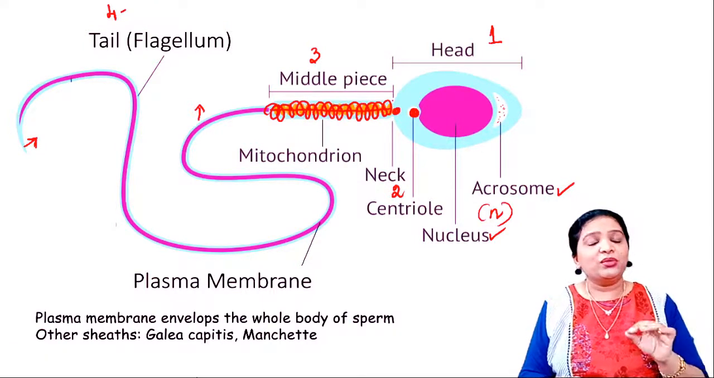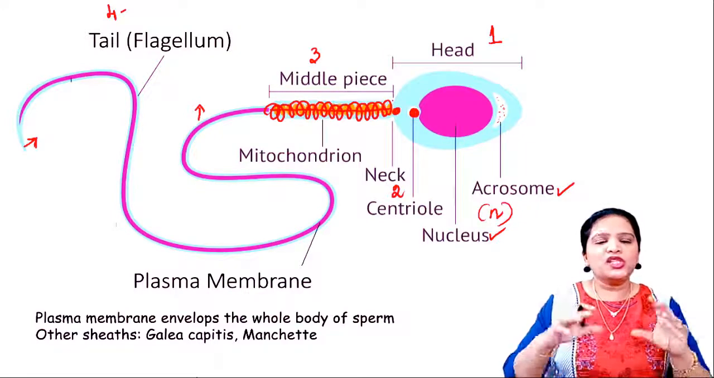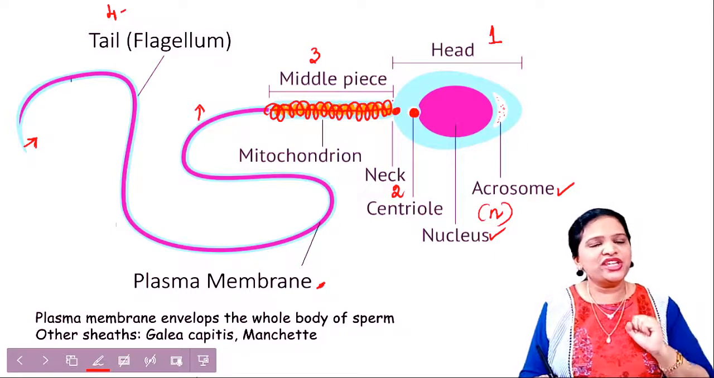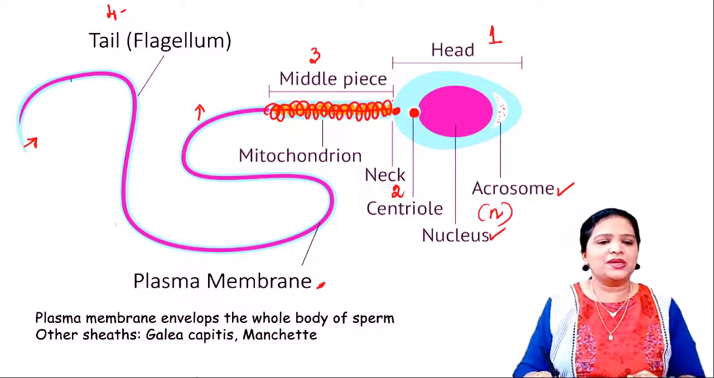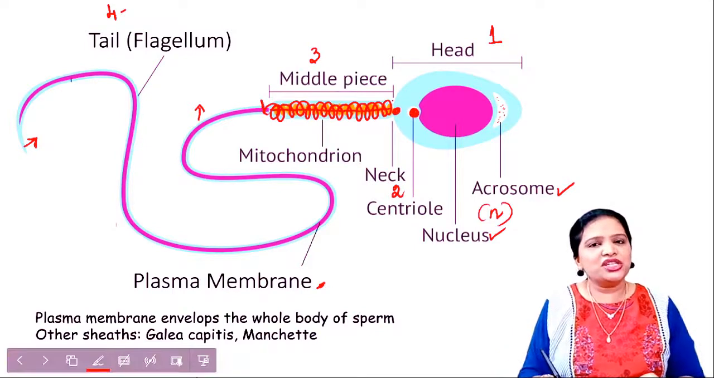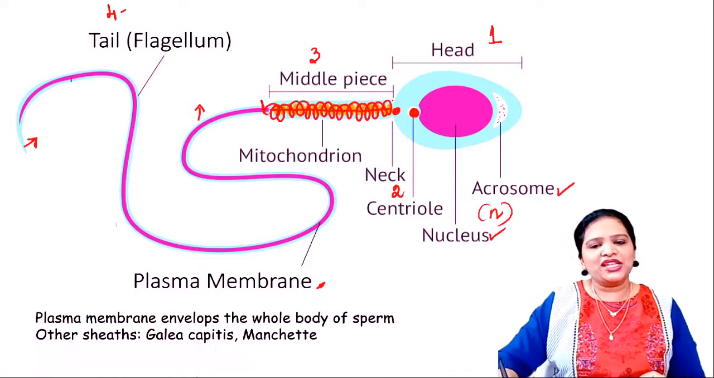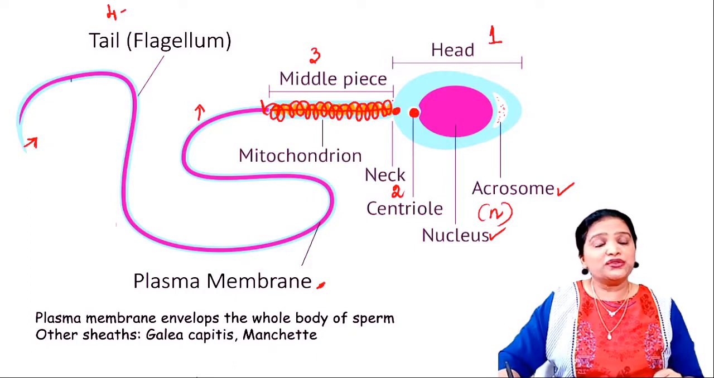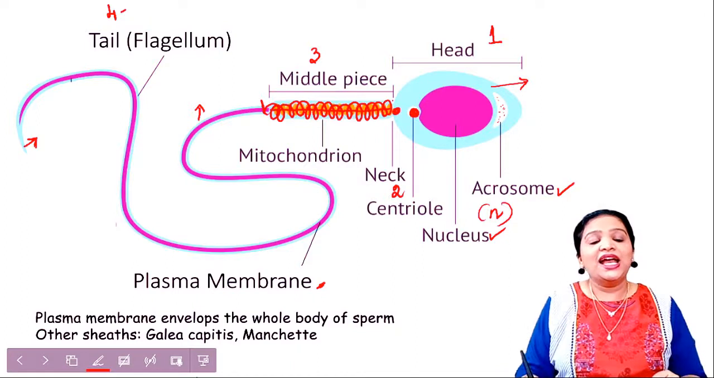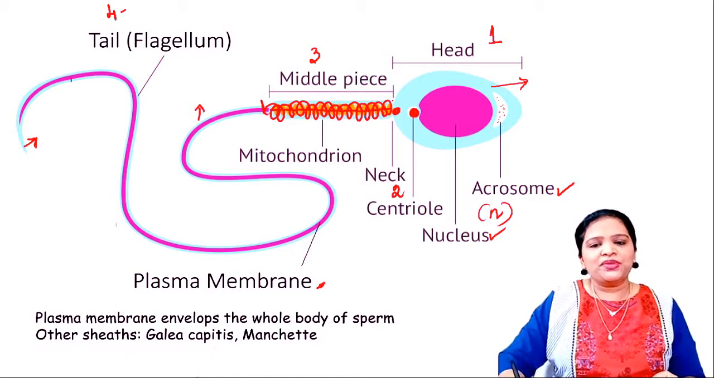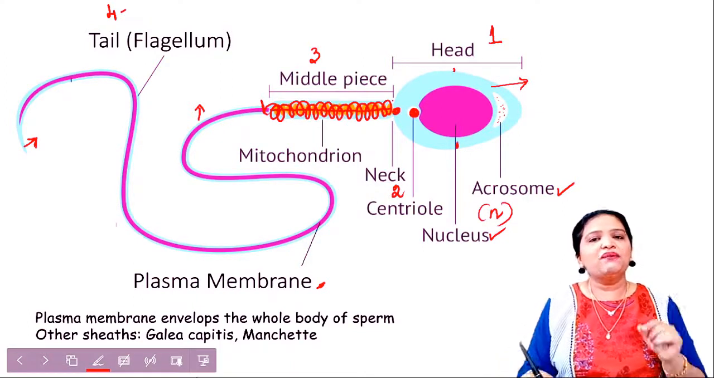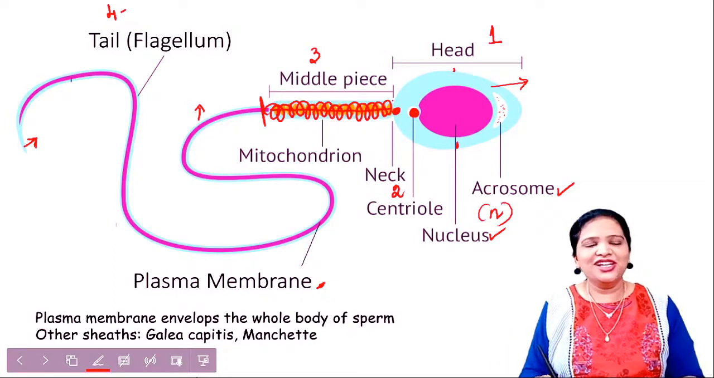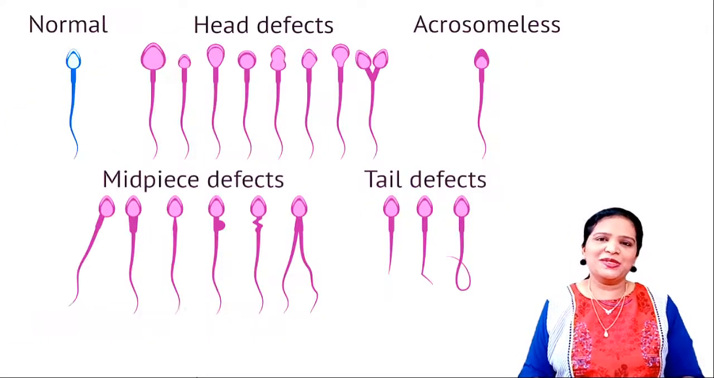Fine. Okay. And what is plasma membrane? The whole sperm is covered by an outer layer called plasma membrane. Right. And how many sheaths are present in the sperm? Three sheaths are present. In the tail part, there is a sheath called protoplasmic sheath, and in the front part where the acrosome and the anterior part of the nucleus are present, there is a sheath called Galea capitis. And manchette is another sheath which is present from the middle part of the nucleus till the middle piece. Clear? So this is the structure and function of a sperm cell.